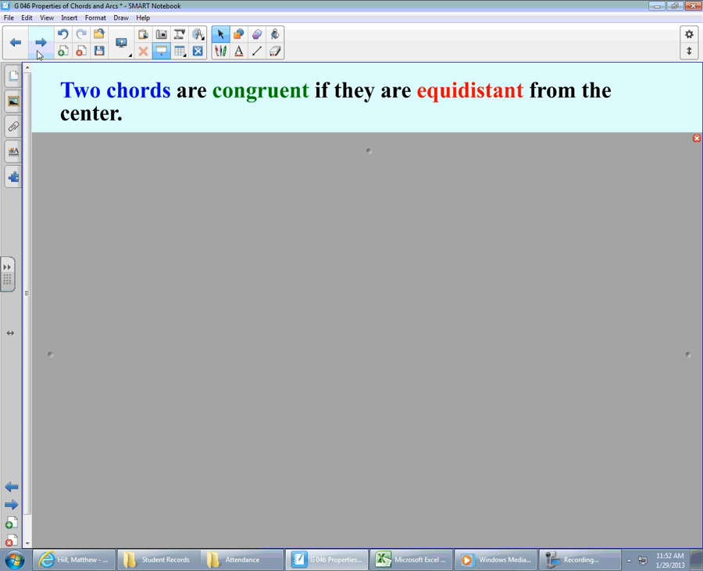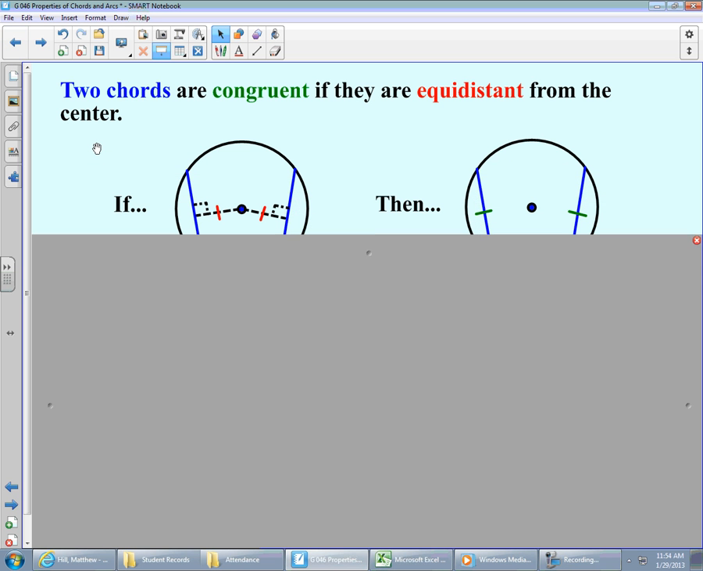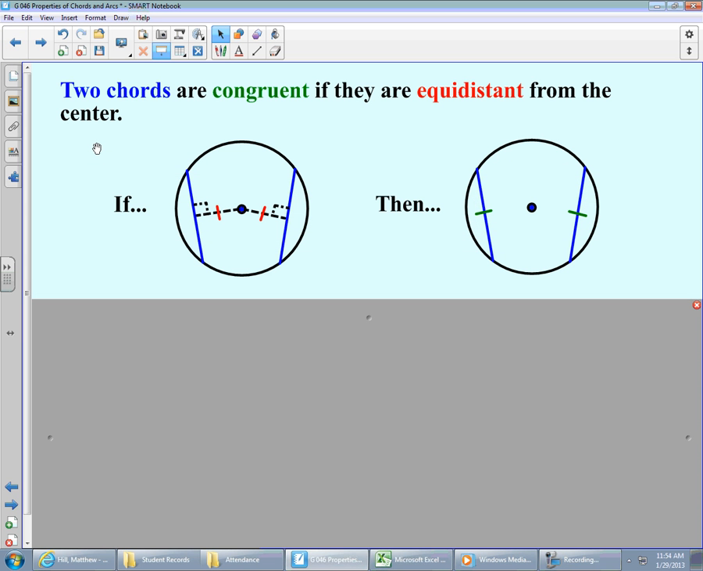All right, if I remember correctly, this is the last little tidbit that we're going to look at today dealing with chords and arcs. And this one states that two chords are going to be congruent if they are equidistant from the center of the circle. Okay, so a diagram of this situation would look something like that.